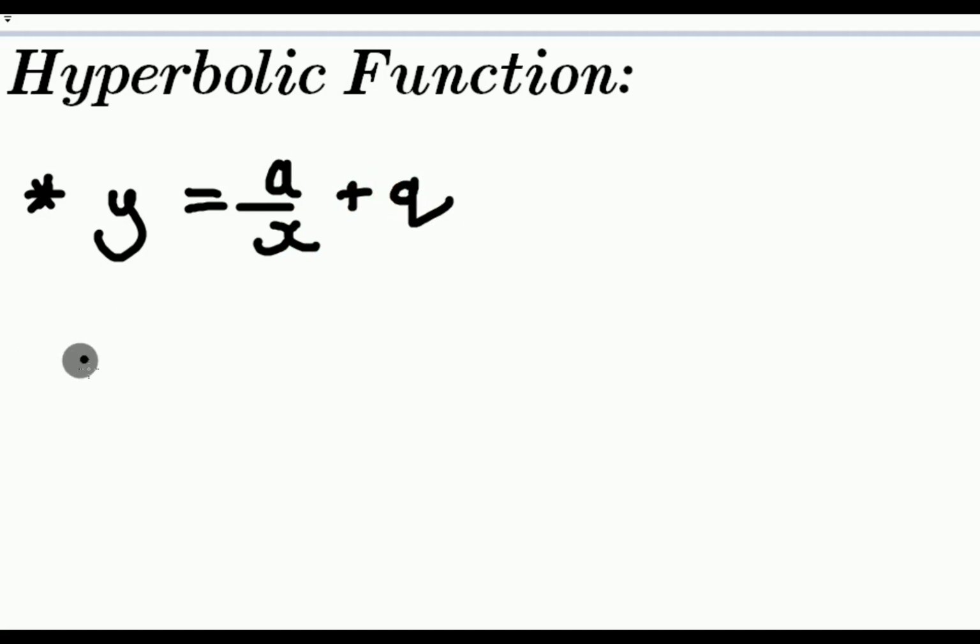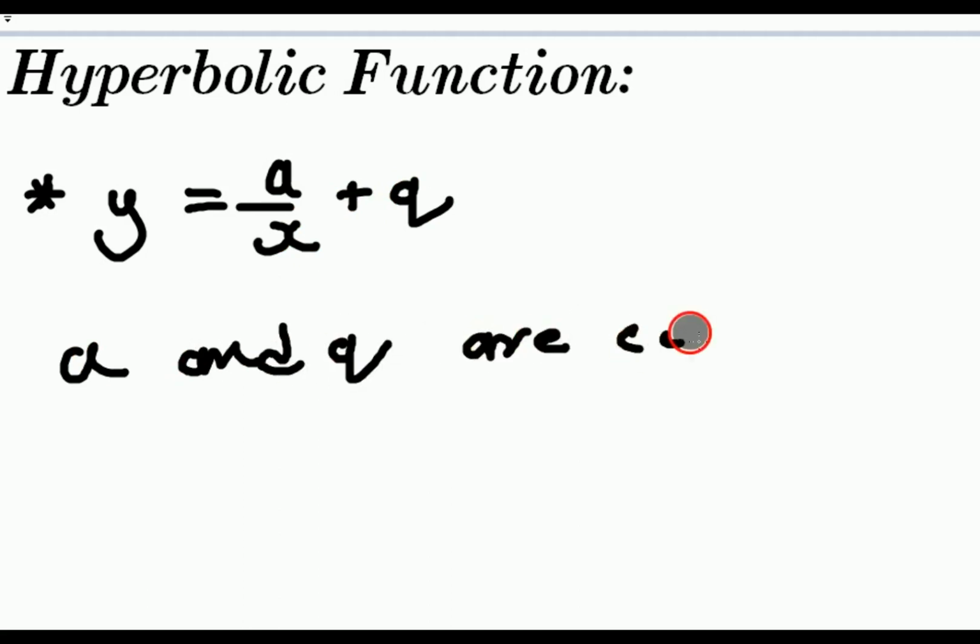Today we'll be focusing on hyperbolic functions. In this tutorial, we are focusing on the type of hyperbolic function where there is a horizontal shift. That hyperbolic function has a general formula, which is y is equal to a divided by x plus q, where a and q are constants.